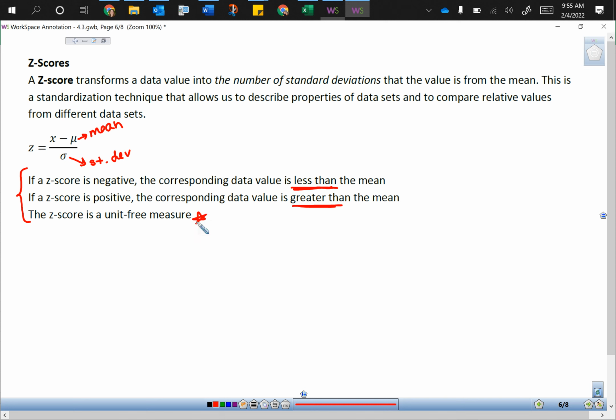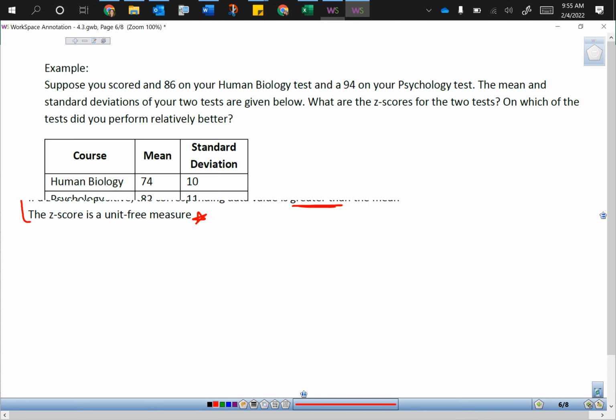Okay? And then finally, this one's really important. A z-score is a unit-free measure. There is no label. There are no units. It can take a data problem from miles and a data problem from liters, and it can compare the two. That's what z-scores are for. So let's put it to use. Let's look at this example here.